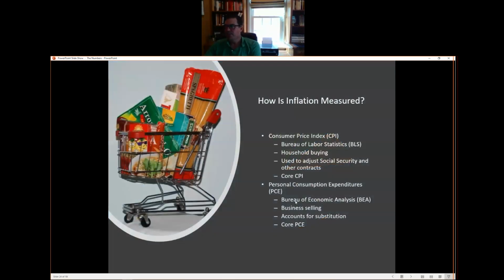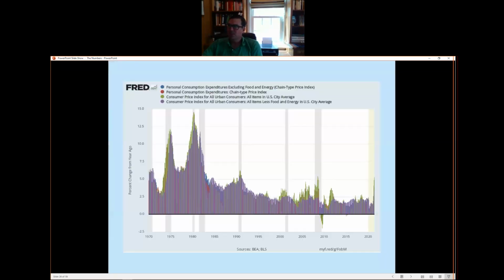But the other one, the PCE one, there's no weights. It's actually what was sold. So it's data on what was actually sold, not weighted. Because of that, this graph's hard to interpret. I'll move to a new one in a second, but here I'm graphing both. The PCE without food and energy is blue. The PCE is red. The CPI is green, and the CPI without food and energy is purple.